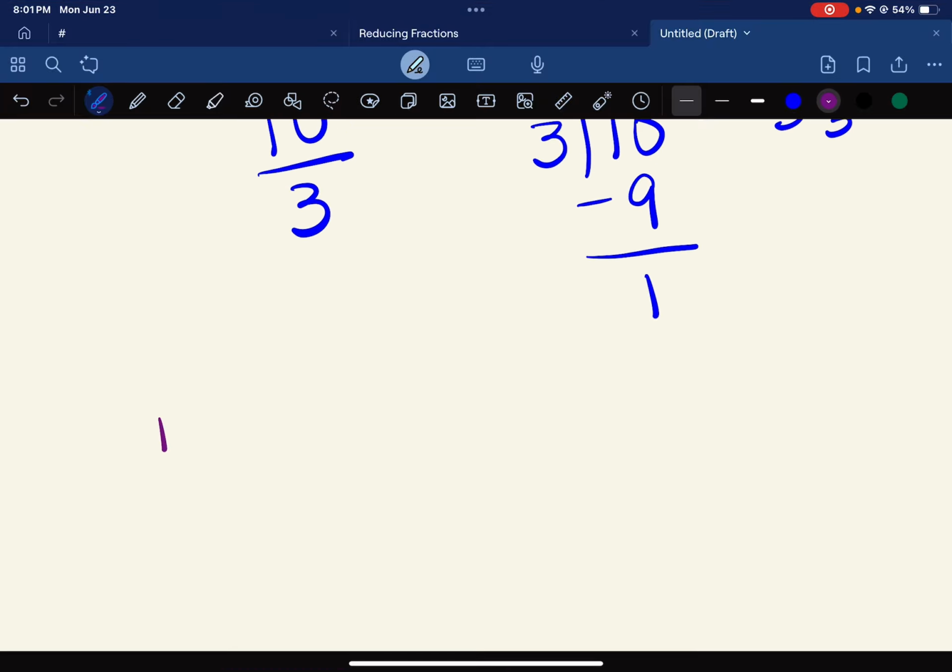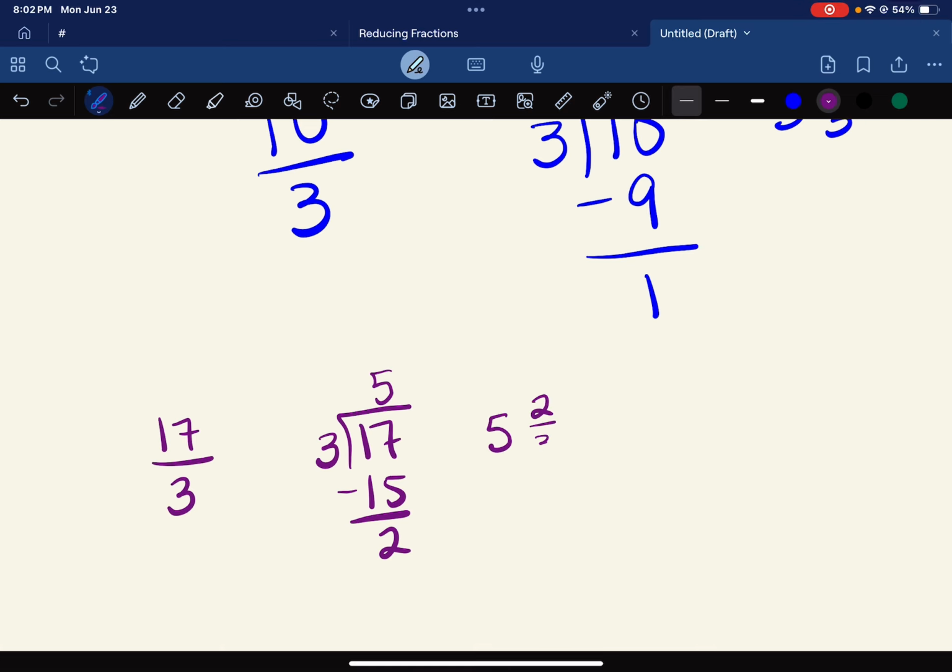Let's say 15. No, let's do 17. 17/3. Let's do 17/3. 17 divided by 3. 3 goes into 17 a total of 5 times. 5 times 3 is 15. So when I subtract, I have 2 as my remainder. So this is equivalent to 5 and 2/3.